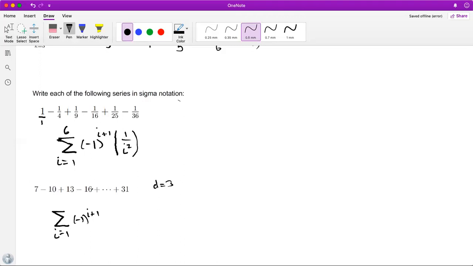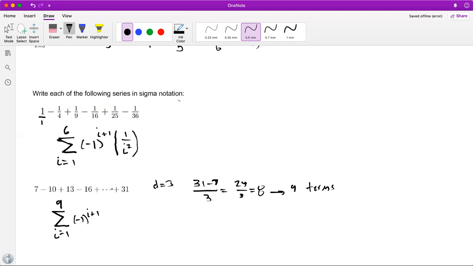1, 2, 3, 4. 19 would be 5, 22 would be 6, 25 would be 7, 28 would be 8, and 31 would be 9. So it goes up to 9. Could also do this. 31 minus 7 divided by 3 is 24 divided by 3, which is 8. And this is a little confusing because you're like, well, this says 8 and that says 9, but what this 8 means is that you add the number 3 8 times, but that means that there's going to be 9 terms.